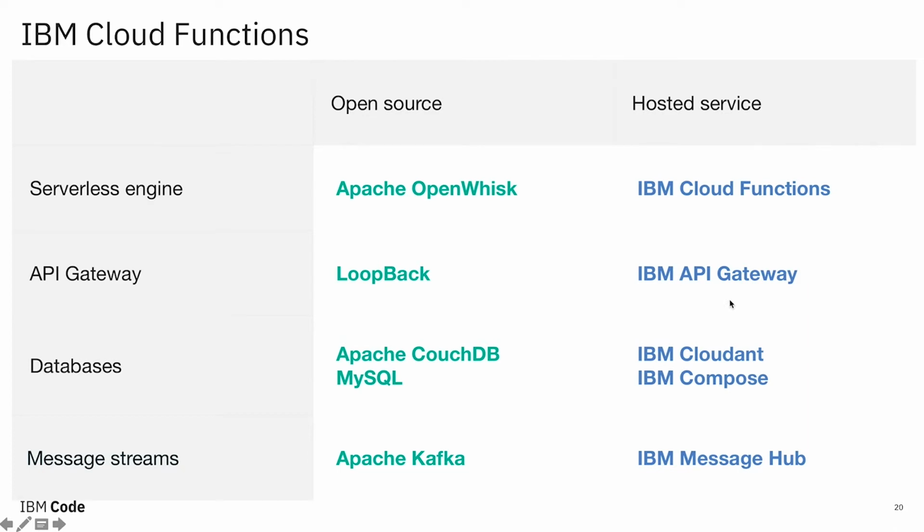Once you build your functions or your actions, most likely you also need an API gateway to expose that to applications and the outside world. That's built on Loopback. And then, like I said, the CouchDB is Cloudant, and the IBM Message Hub is Apache Kafka, which is also open source.